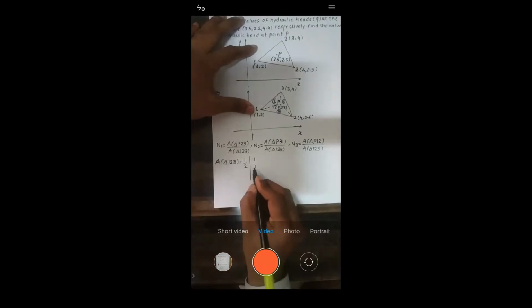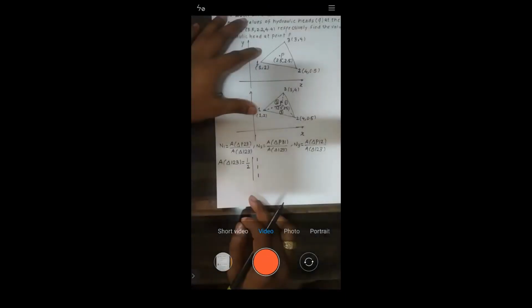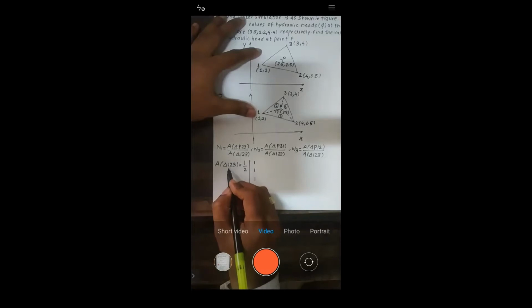So this is 1, 1, 1. Is it 1, 1, 1 or not? See mod of this matrix, right? Can you see this matrix A? 1 x1 y1, 1 x2 y2, 1 x3 y3. So you have the first column as 1, right? Now what is the coordinate of node 1?